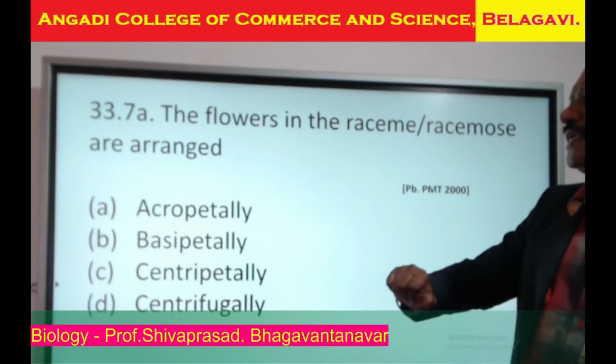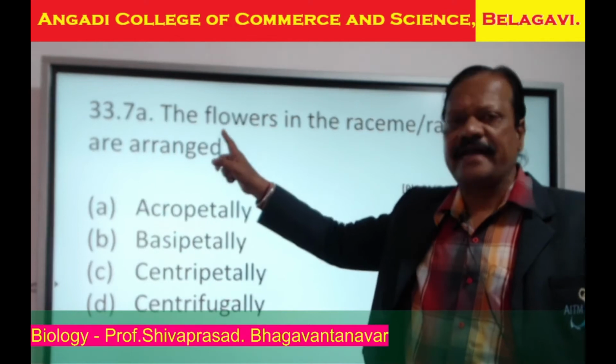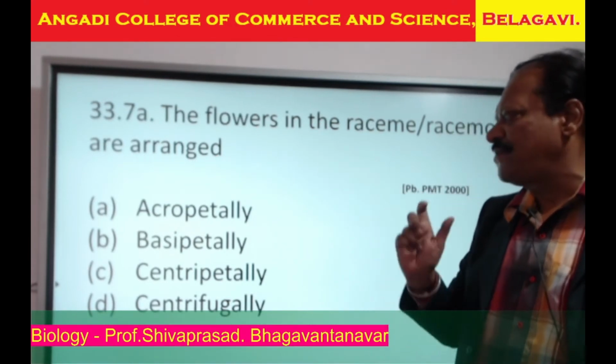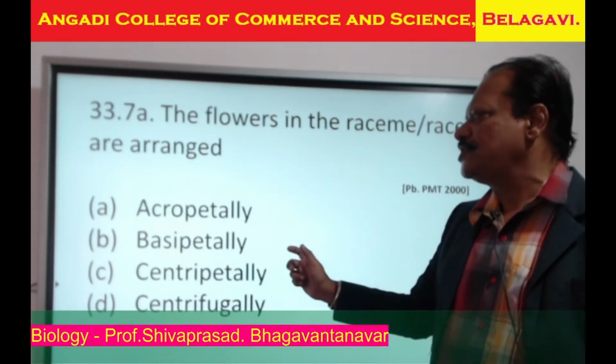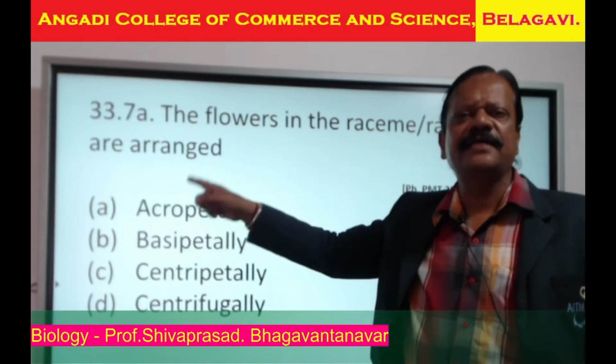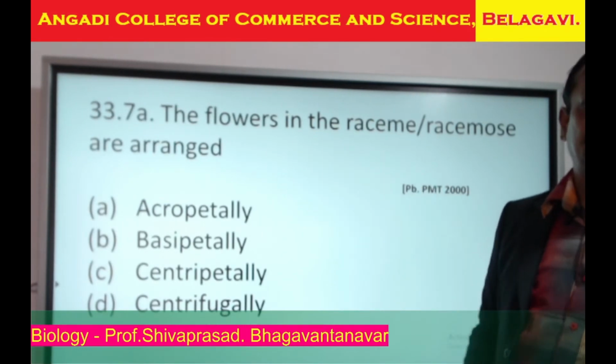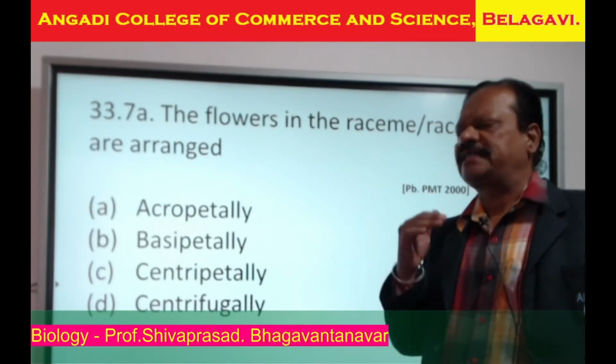And here the question is, the flowers in the raceme are arranged. In the racemose type of inflorescence, the flowers are usually arranged acropetally. So option A is the correct answer. So you consider it as the right answer. Then we will go to the next slide.